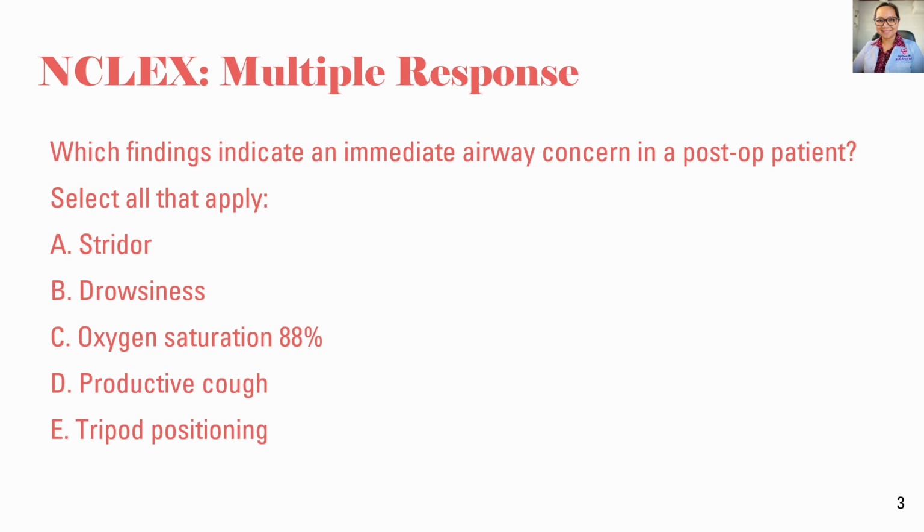This question aligns perfectly with the ABCs of nursing that we always study. A is for airway, which is the stridor or tripod. B is for breathing, which is the low SpO2. Remember to always protect the airway first.